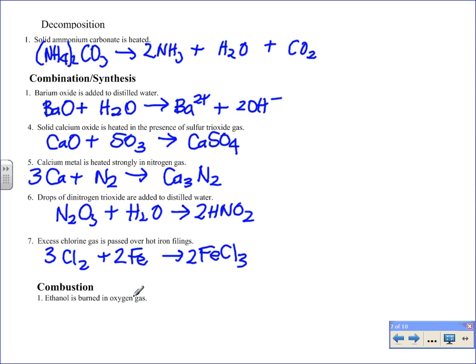Combustion, so ethanol. As I've said before, there's touches of organic chemistry in the AP exam, and this is an example here. I would draw out the structure to get the formula. It's C2H6O, plus oxygen, burned in oxygen gas, so that means it's combustion, so you're going to produce carbon dioxide and water. And when you balance this, you get a 2 and a 3 in front.